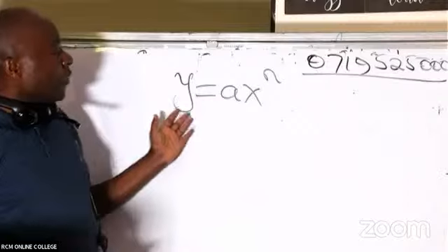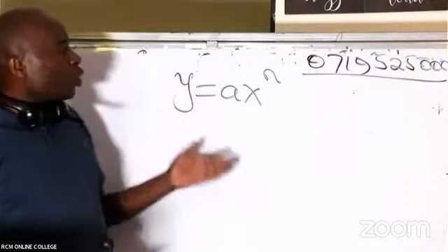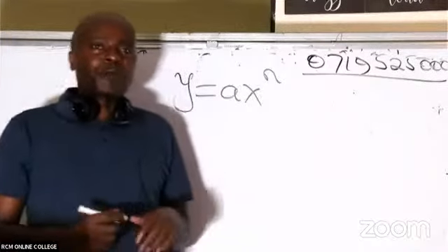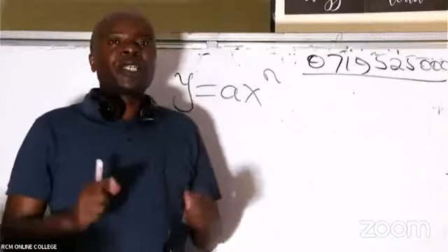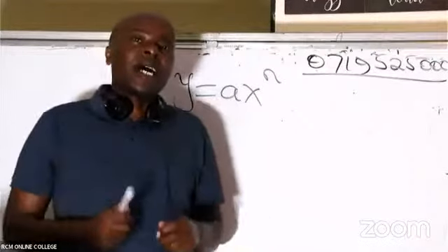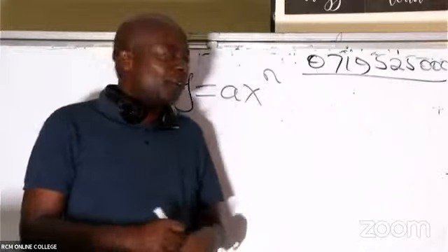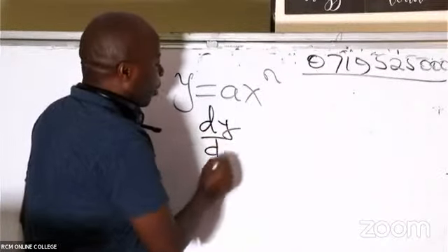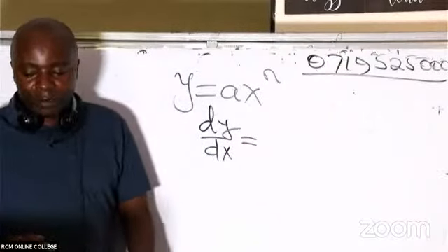So if you're given an equation like this, y equals ax raised to power n, and somebody tells you to differentiate, we've said it's all about rates of change. It's all about gradients. And how do we get this gradient? We said change in y over change in x. However, for differentiation, we talk of dy all over dx.